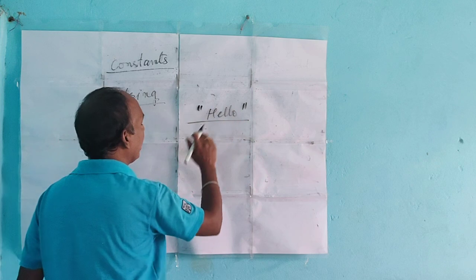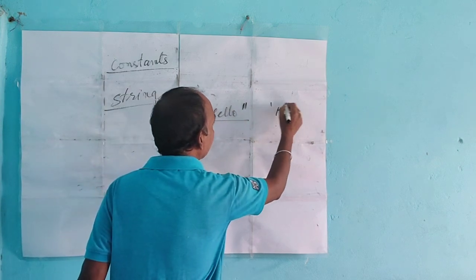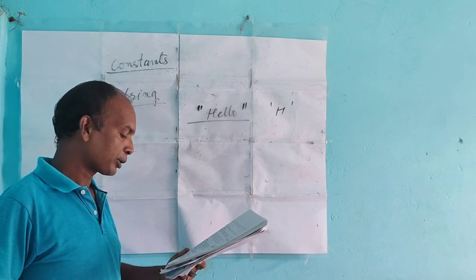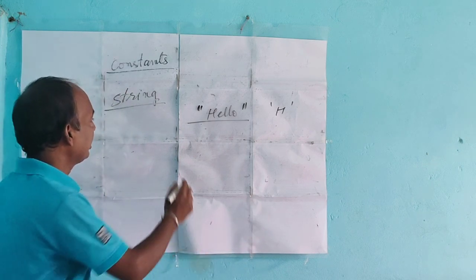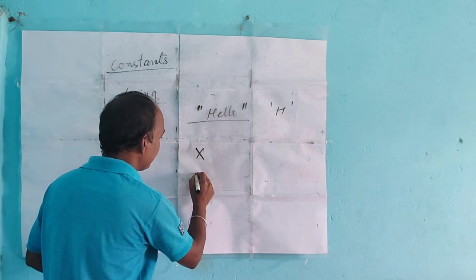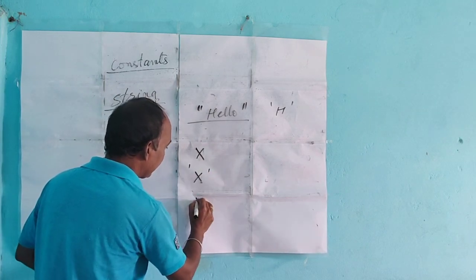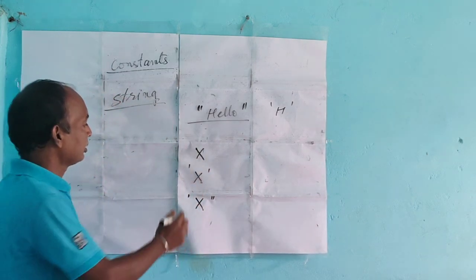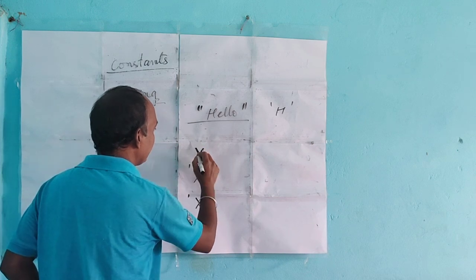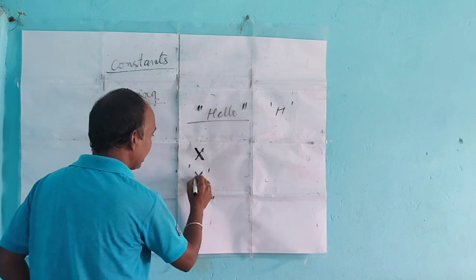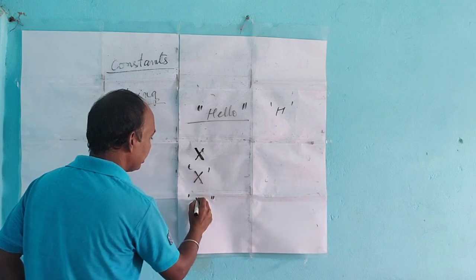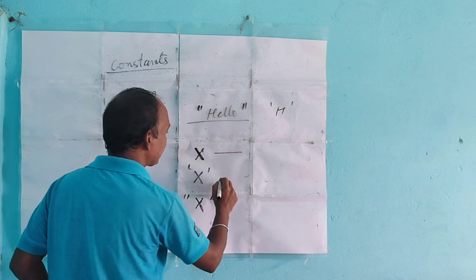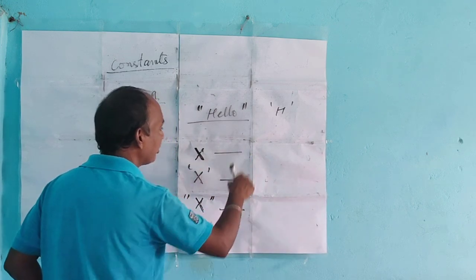The value of hello and the value of each single quote is different. Consider the following three expressions: x, x in single quote, and x in double quote. They do not have the same values. This is only the letter x. This is x under single quotation marks. This is x under double quotation marks. These three x are different.